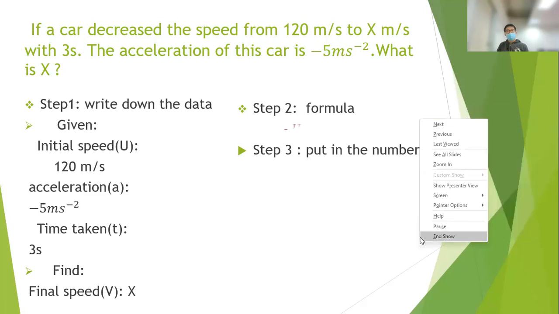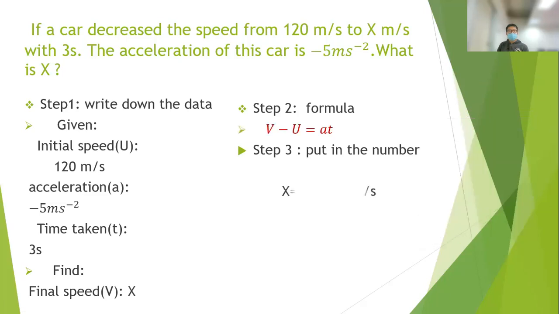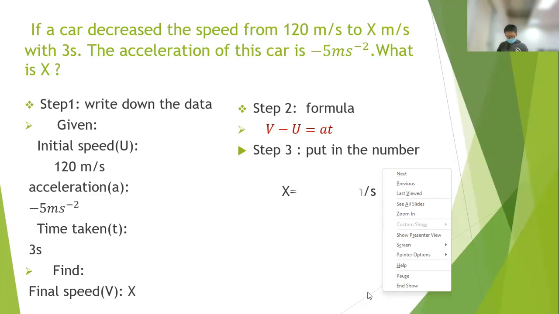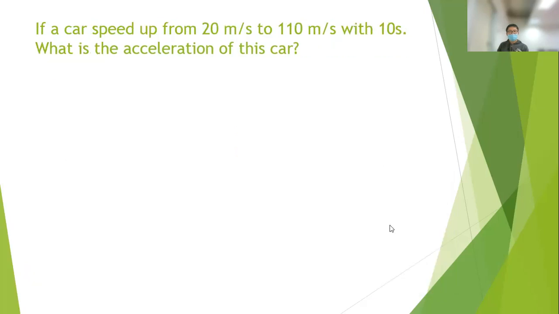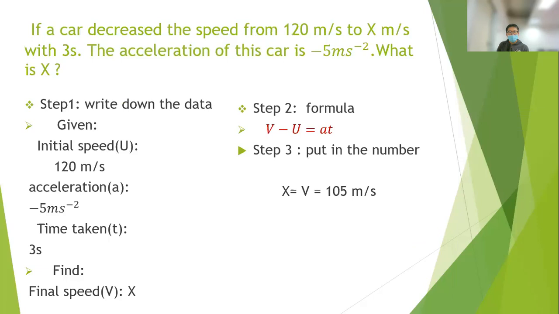Okay, the formula for this is V minus U equals A times T. So when we put in the numbers, okay, great job, I see so many answers from you guys. Yes, the answer is 105 meters per second.